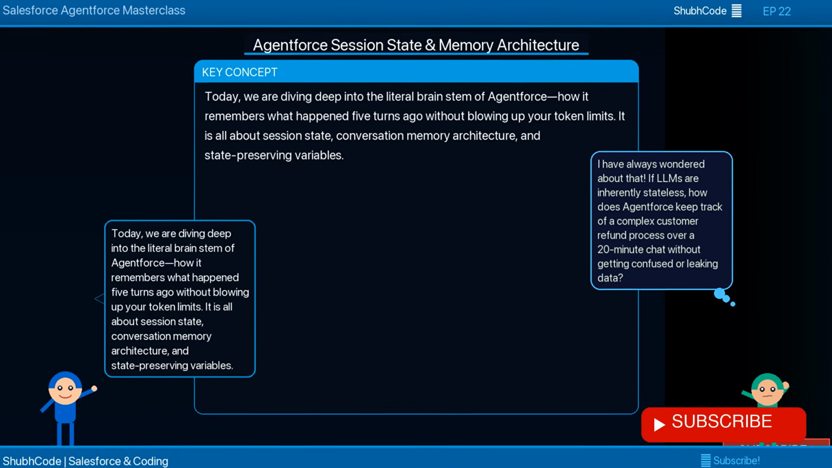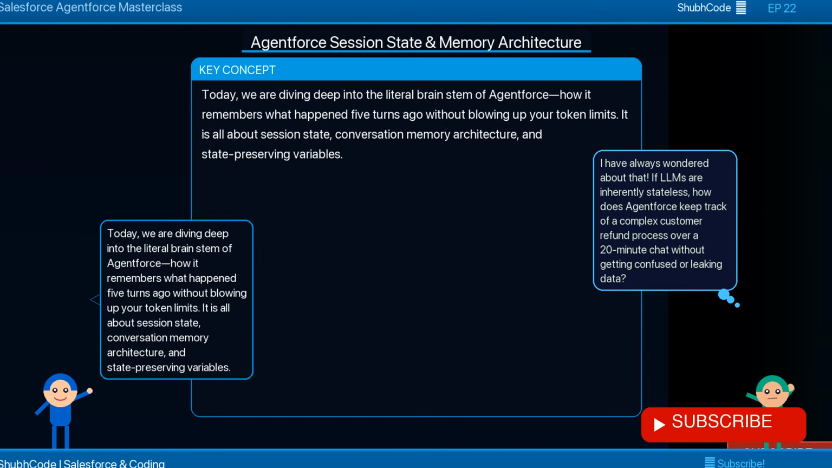Let me explain this simply. Today, we are diving deep into the literal brainstem of Agentforce, how it remembers what happened 5 turns ago without blowing up your token limits. It is all about session state, conversation memory architecture, and state-preserving variables. I have always wondered about that. If LLMs are inherently stateless, how does Agentforce keep track of a complex customer refund process over a 20-minute chat without getting confused or leaking data?